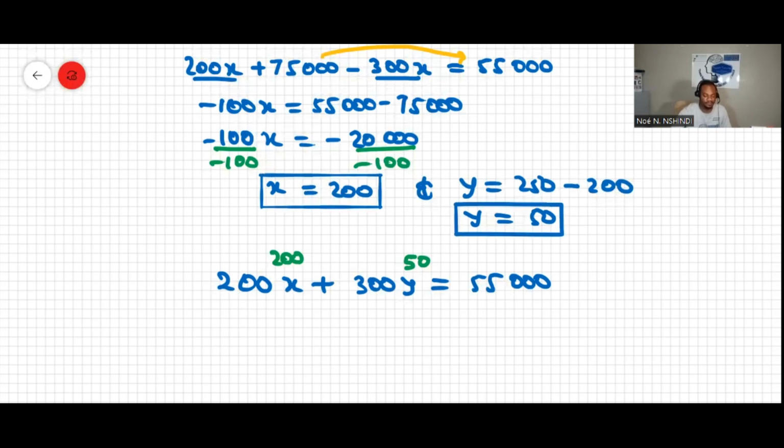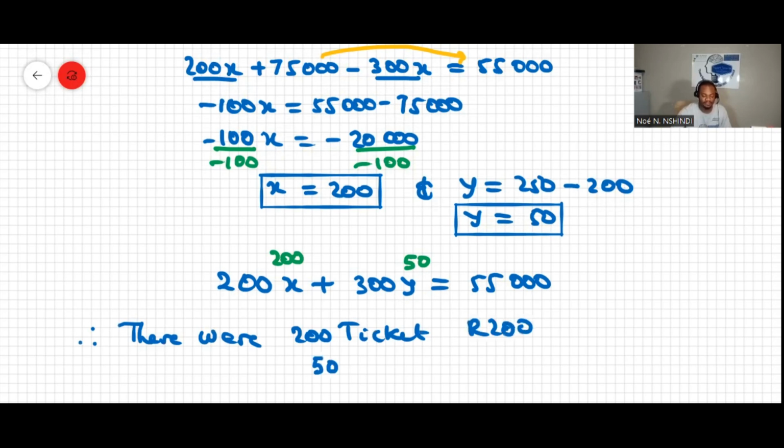So we can say therefore there were 200 tickets that cost 200 Rand, and then 50 tickets that cost 300 Rand. Thank you.